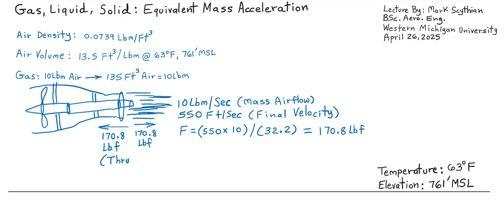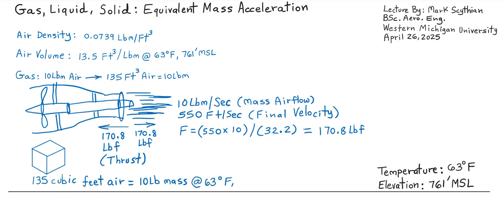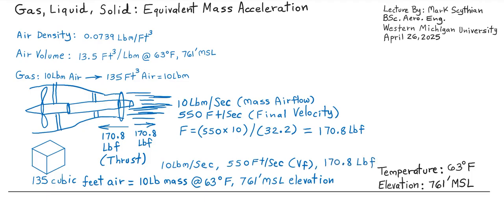Now, that is tangible by calculation and then design, and of course a solid structure would have to be created, like the propulsion device and the fan blades and the motor and everything, right? So we could narrow down 135 cubic feet of air as equal to 10 pounds of mass air, of course in an air temperature of 63 degrees Fahrenheit, 761 feet above mean sea level. So I'll just put those down as the reference point for gas mass acceleration of a gas.